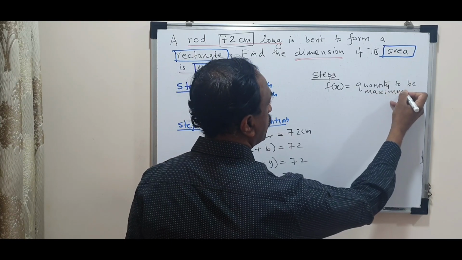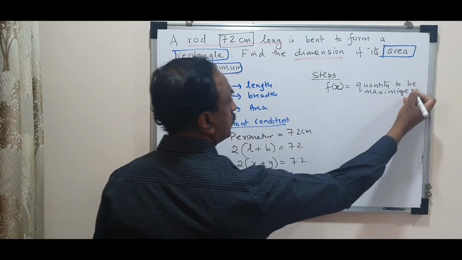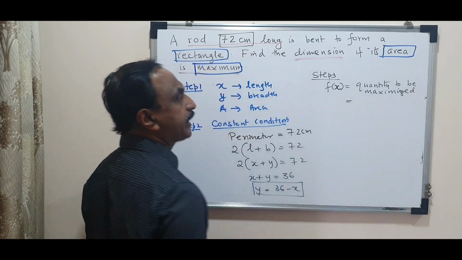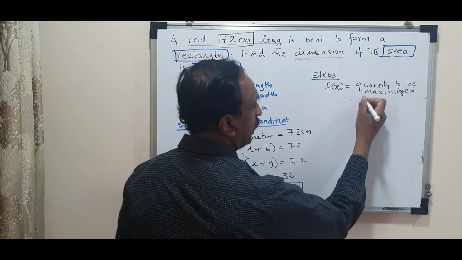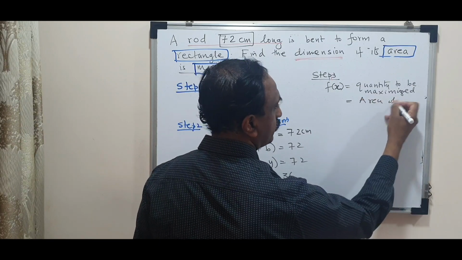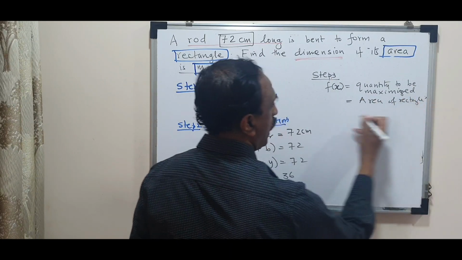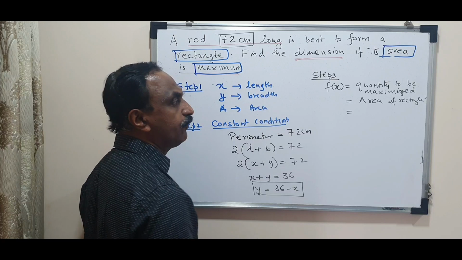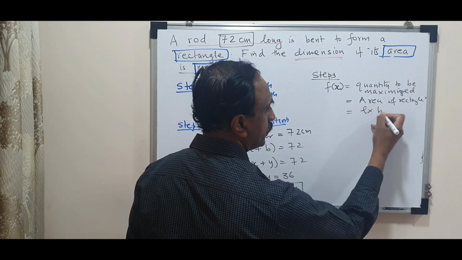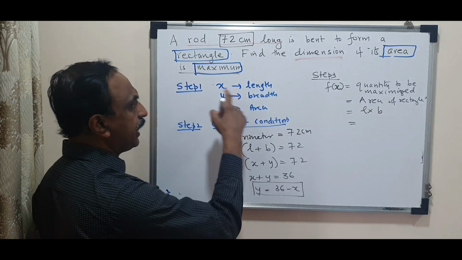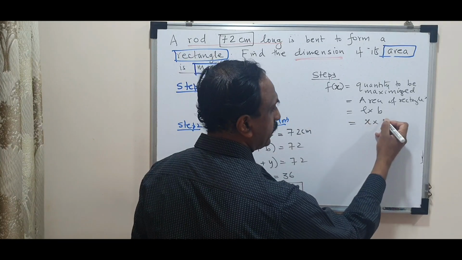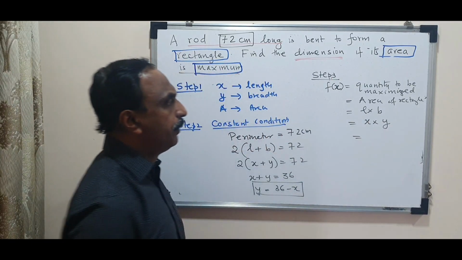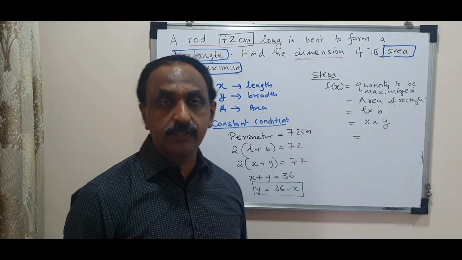And here, what is the quantity to be maximized? The quantity to be maximized is the area of the rectangle. The area of a rectangle formula is length into breadth. Here length is taken as x, breadth is taken as y. But we need to express it in one variable x.